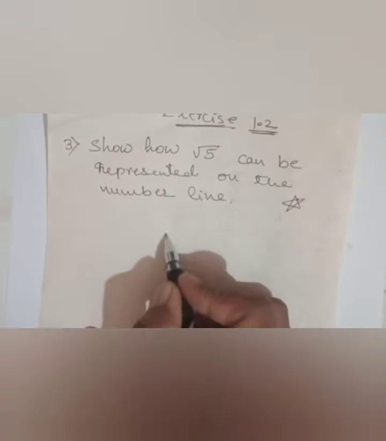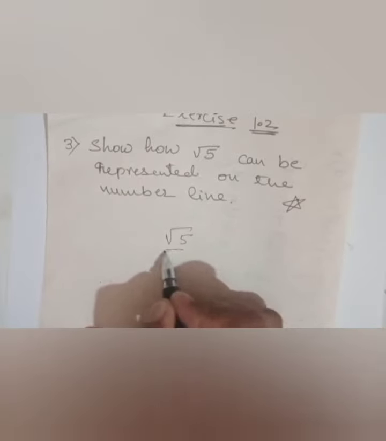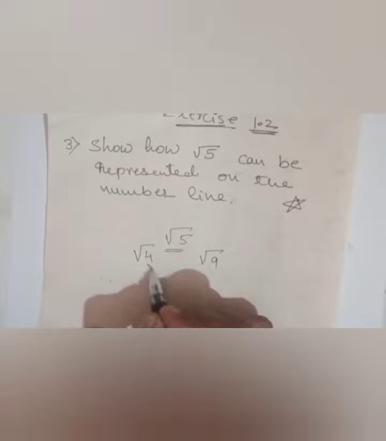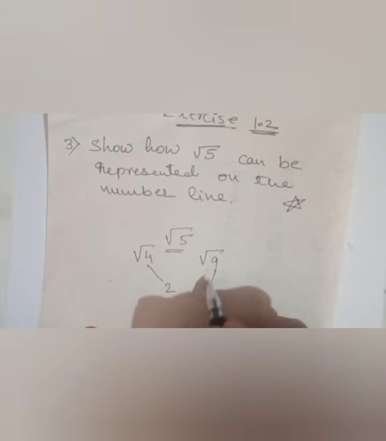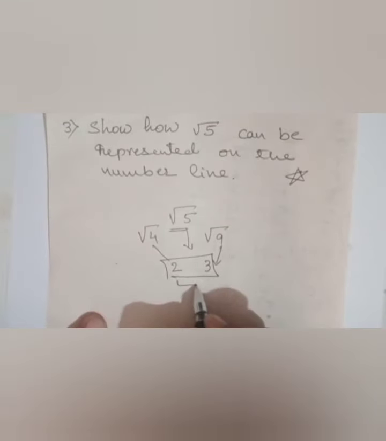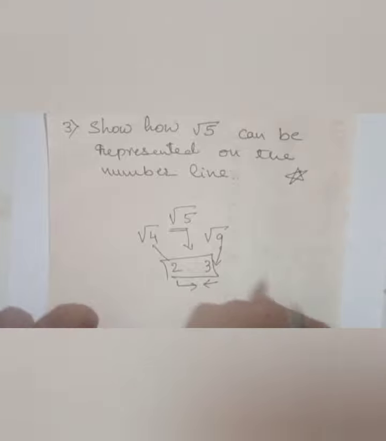Okay, now show how root 5 is represented. Root 5, see children, it lies between what perfect square numbers? Root 4 and root 9. Am I right? Square root of 4 is 2 and square root of 9 is 3. That means root 5 comes between 2 and 3. This is the point. It is greater than 2 but smaller than 3.